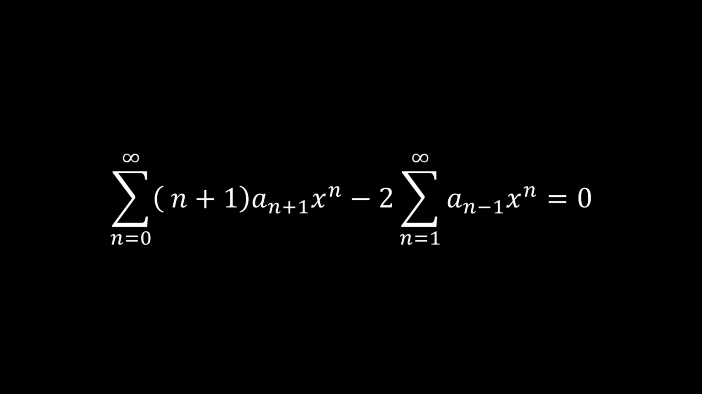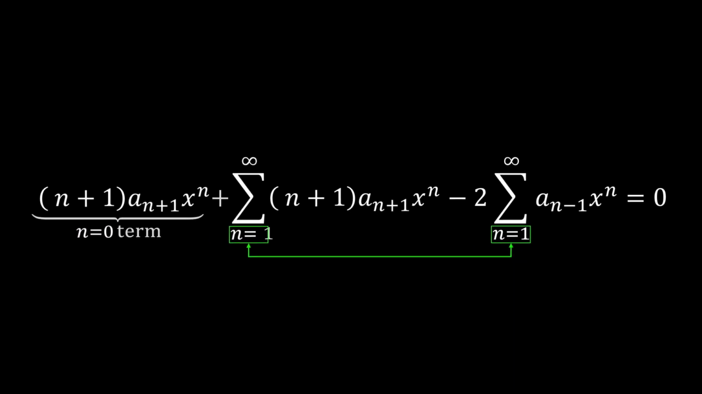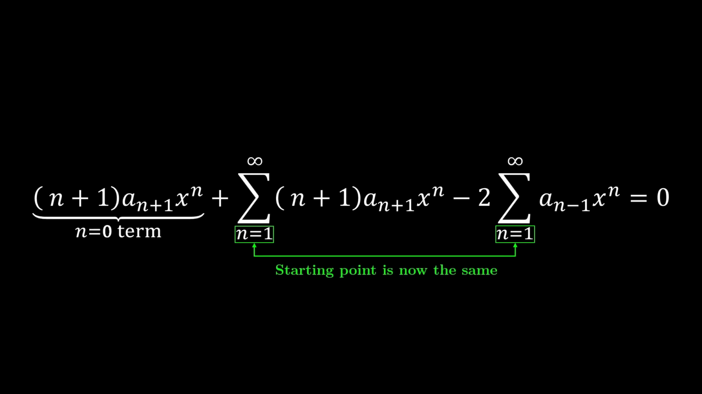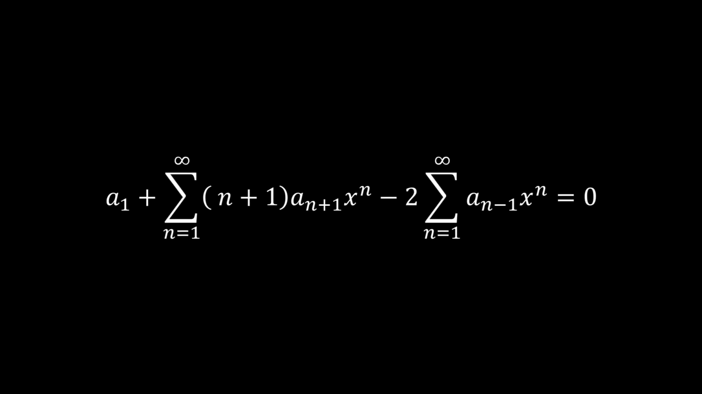Here we see we have x raised to the nth power for both summations, but there is still one more issue. We need the summations to have the same starting point. This again will help us later in the problem when we equate coefficients. We can accomplish this easily by simply writing out the first term for the first summation, which forces the first summation to begin at n equals 1, just like the second summation. And we see now the starting point is the same for both summations. The n equals 0 term simply becomes a1.